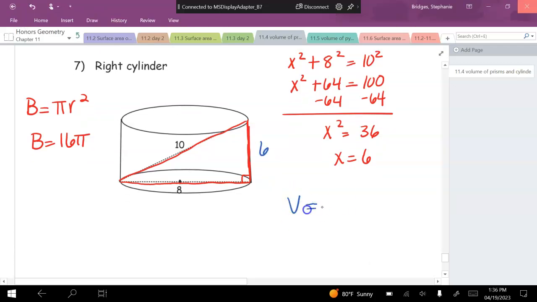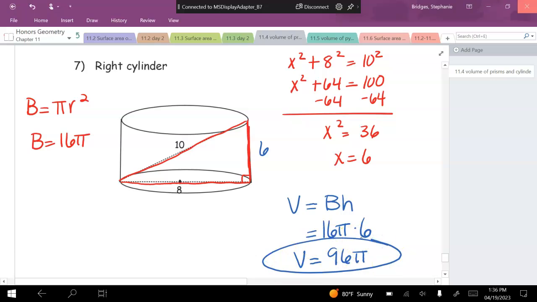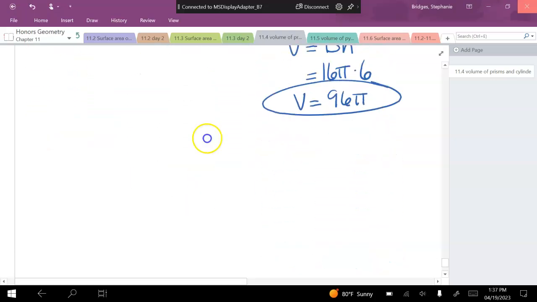Then we can plug everything into our formula. The volume is the area of the base times the height. We said the area of the base was 16 pi times the height we found to be 6. So that's going to be 96 pi. Does everybody understand that one? Yes, ma'am. Can you go back?